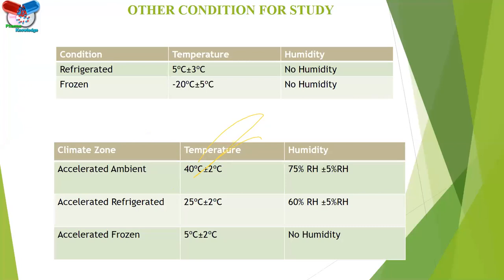Next, for the other storage conditions of the study, if my product is developed in such a way that it's stable in the refrigerator, there is a requirement of 5 degrees centigrade, or frozen, minus 20 degrees centigrade. So for all of these, accelerated or stress condition studies are required. For accelerated ambient, 40 degrees centigrade and 75% RH is required. For refrigerator, 25 degrees centigrade and 65% RH. For accelerated frozen, 5 degrees centigrade, and there is no requirement of humidity.